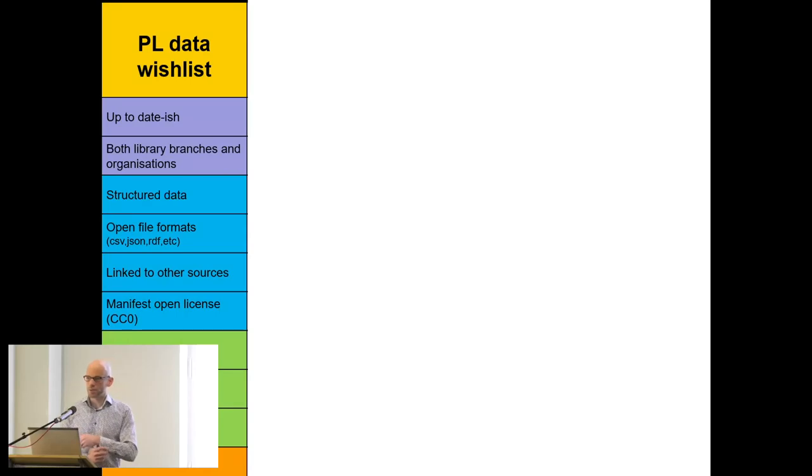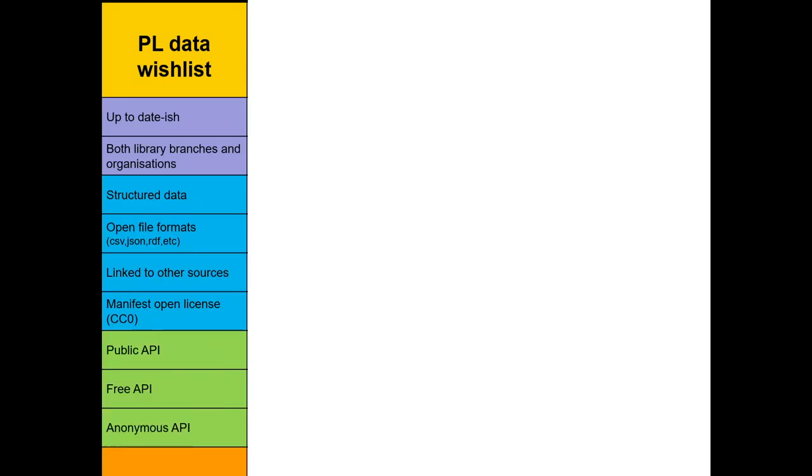Then I want my data to be structured, because it has to be machine-readable. It has to be in an open file format, such as CSV, JSON or RDF. It has to be linked to other resources, preferably. And the license on the data needs to be public domain or CC0. Then I would like my data to have an API, which must be public, free, and preferably also anonymous, so that you don't have to use an API key or register an account. And I also want to have a SPARQL interface.